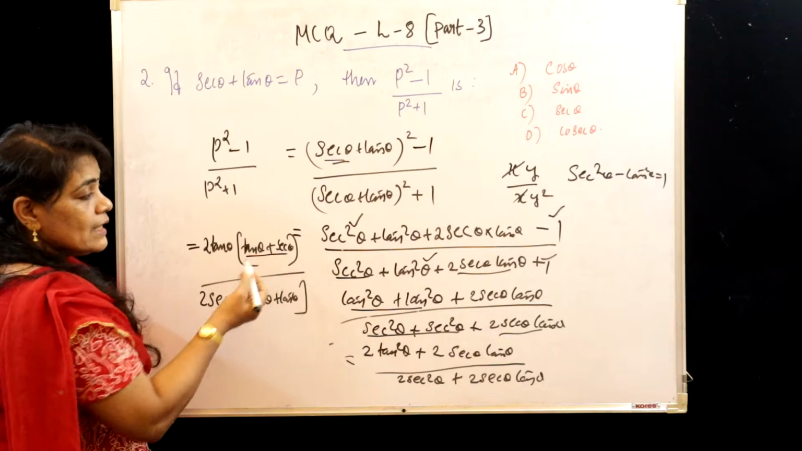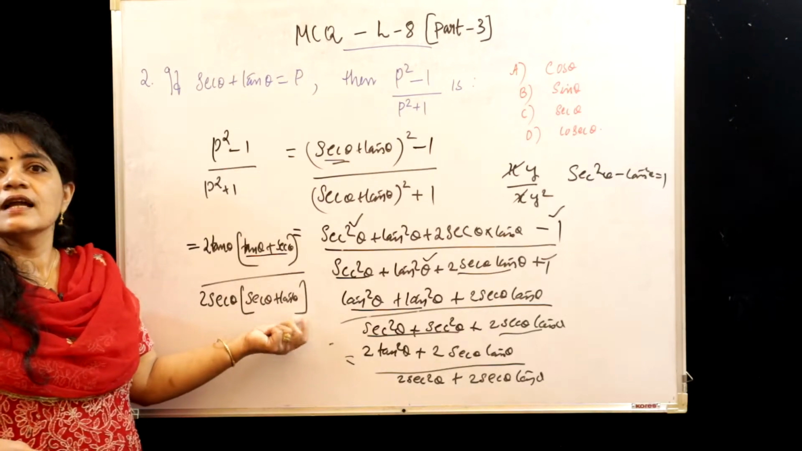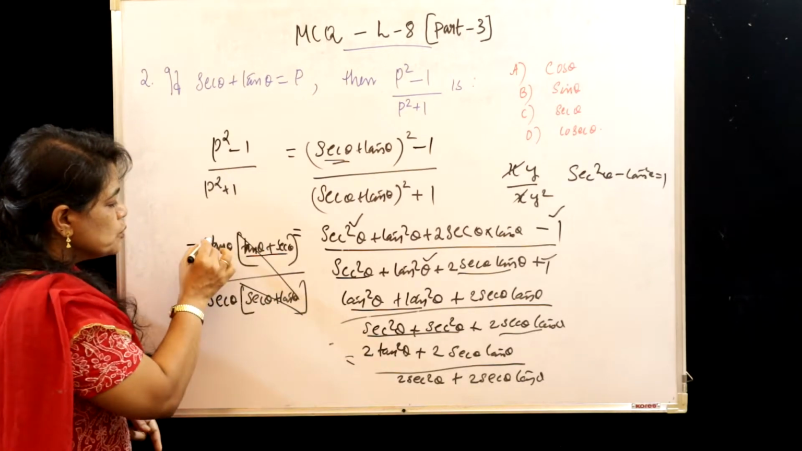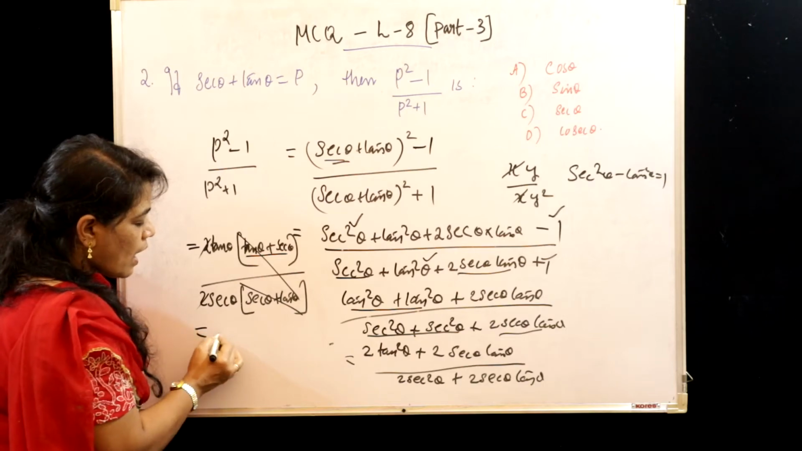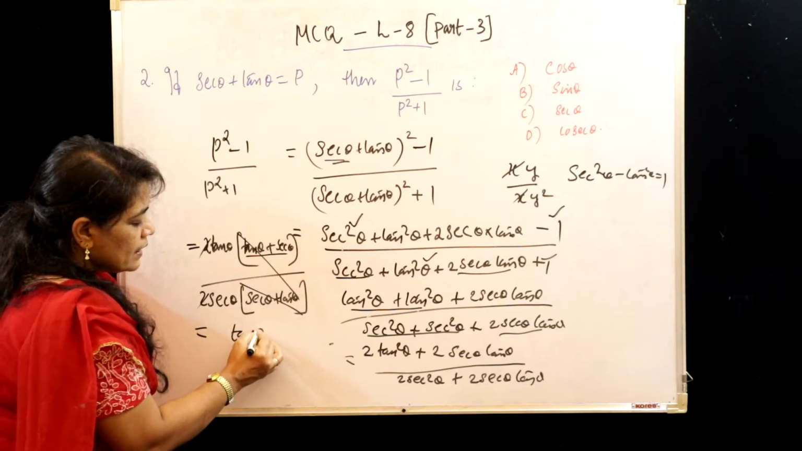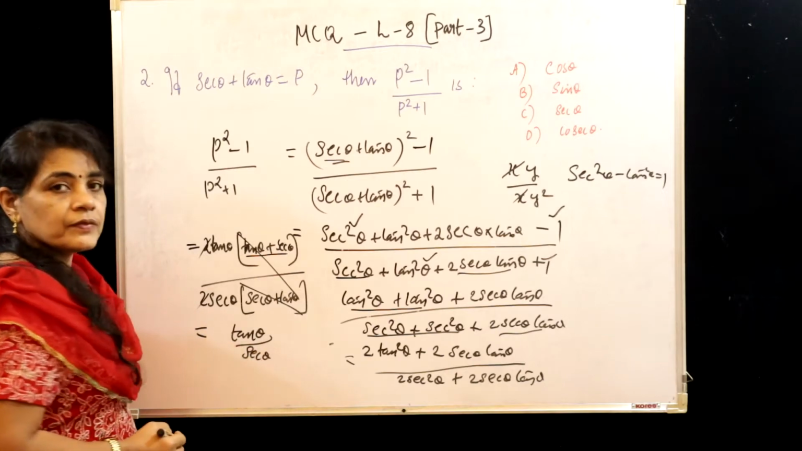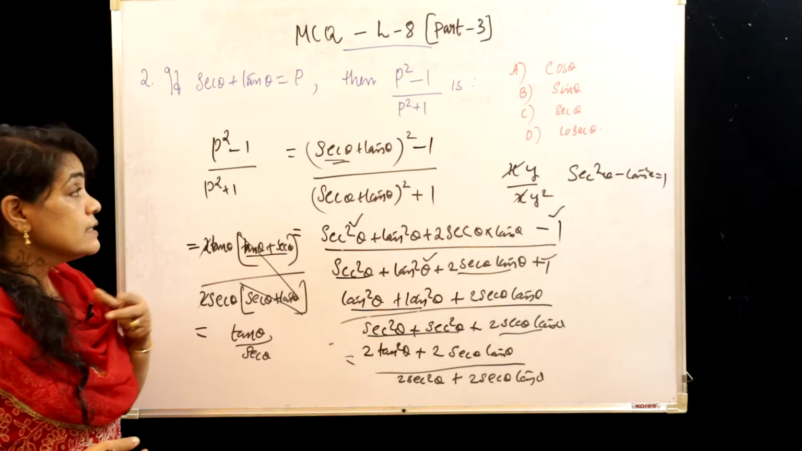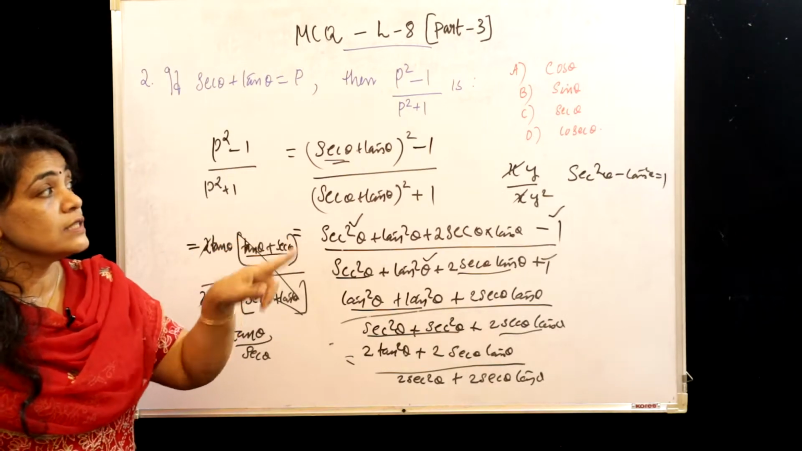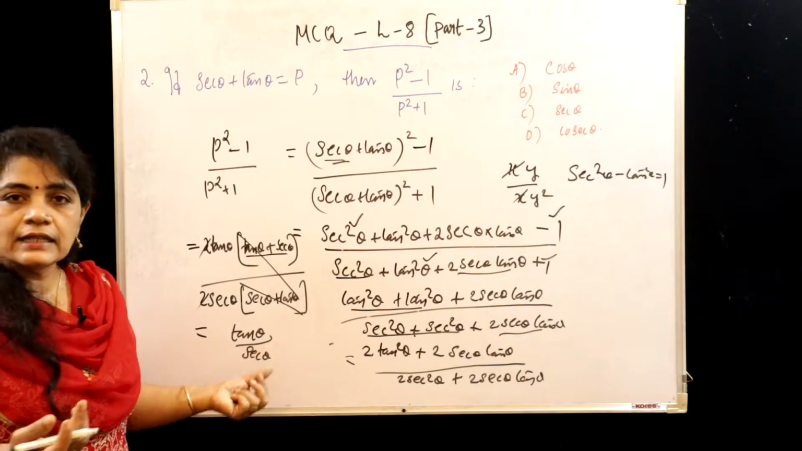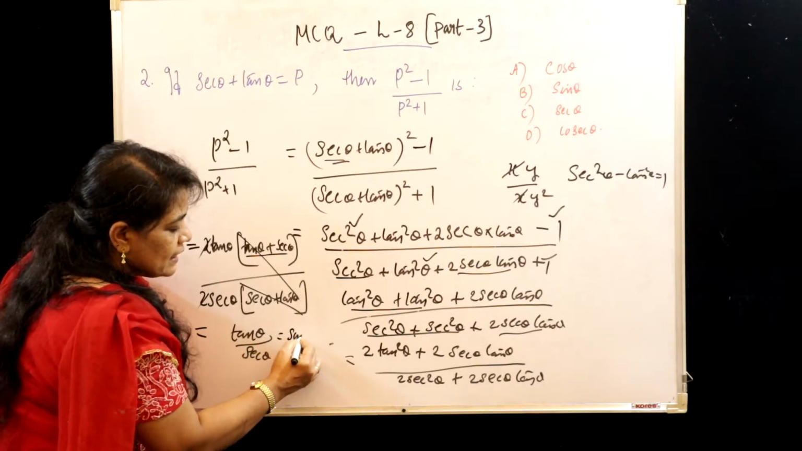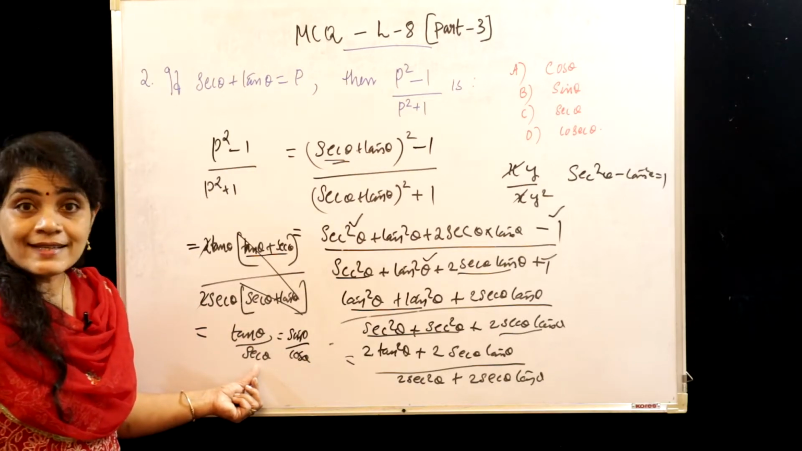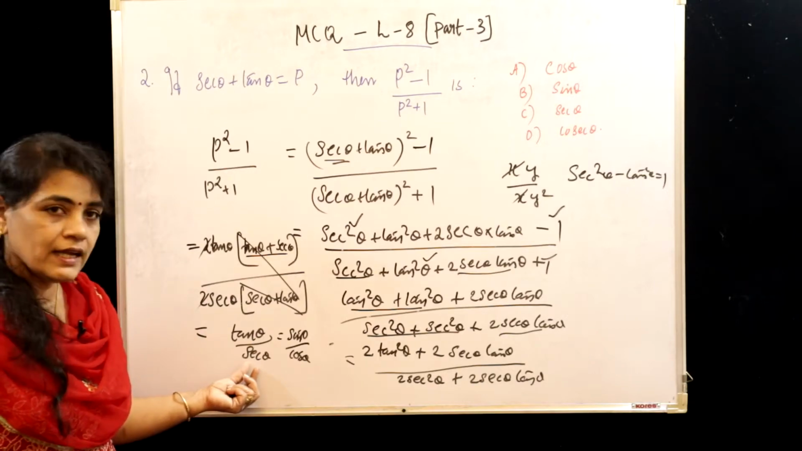See children, tan theta plus sec theta, here sec theta plus tan theta, and since they are connected by into, we can cancel, and 2 also gets cancelled, and we have tan theta divided by sec theta, but this option is not there. That means we have to further simplify this, and this should come in terms of sine, cos or sec likewise. So we know tan theta can be written in the form sine theta by cos theta. This is sec theta, 1 by sec theta, right? That is the denominator sec theta.